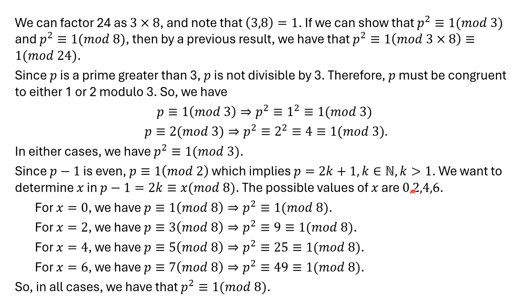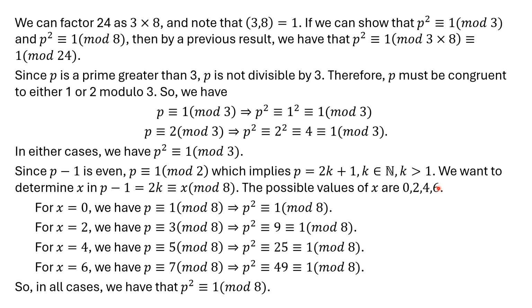Then we'll put in 2 for X, again, in each case we're going to bring the 1 over, so we get P is congruent to 3 mod 8. We square that on both sides, we get 9, but 9 is congruent to 1 mod 8. Then we use X equals 4, bring the 1 over, we get P is congruent to 5 mod 8. Squaring both sides, we get 25, which is 24 plus 1, so it's congruent to 1 mod 8.